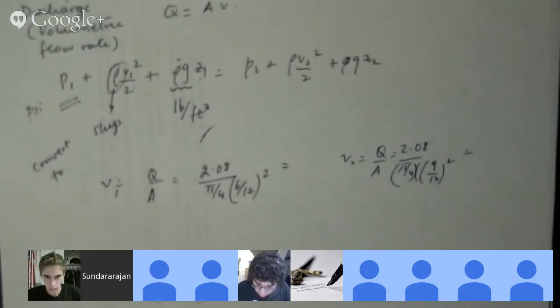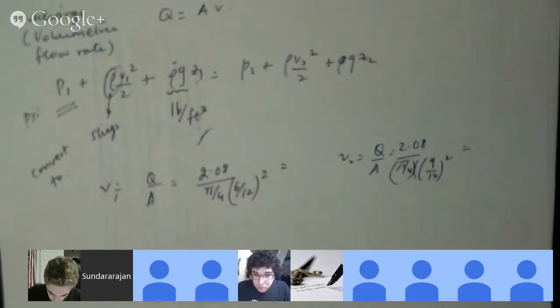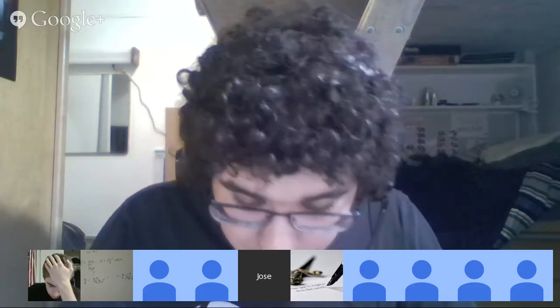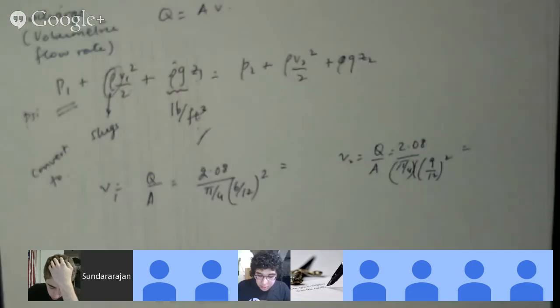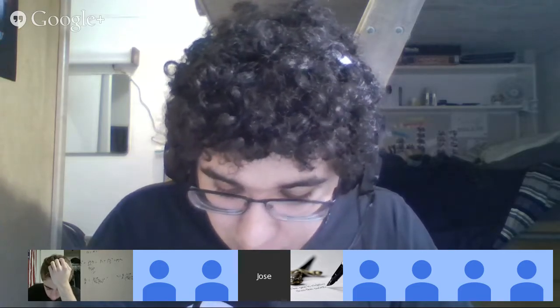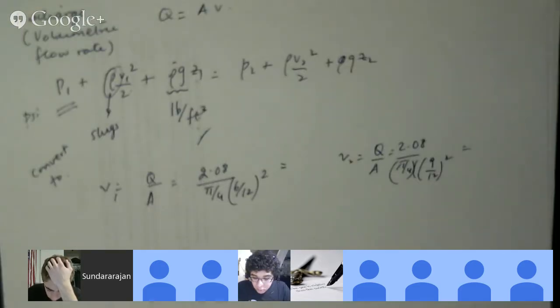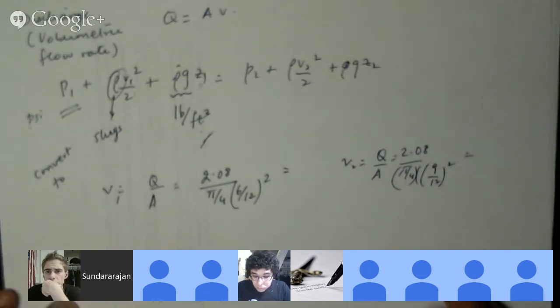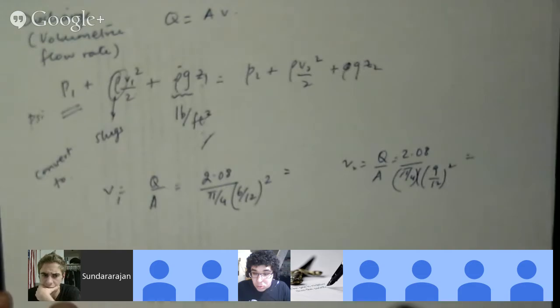So what does the balance look like? What do you have? So I have pressure atm plus density gravity height is equal to pressure atm plus 1/2 density V squared. Over 2, yeah, over 2, sorry. So let's see. Where did you set your z equal to 0? At point 2. Okay.